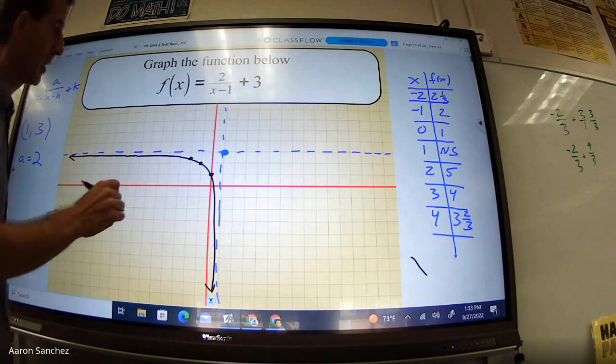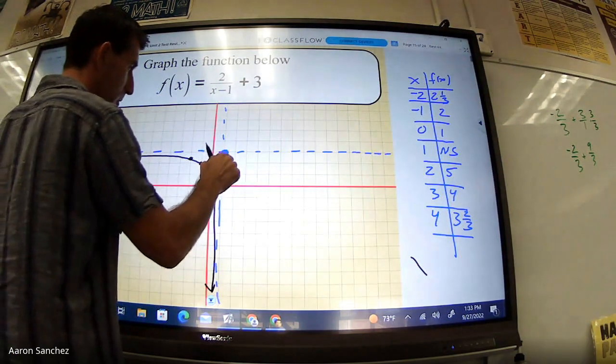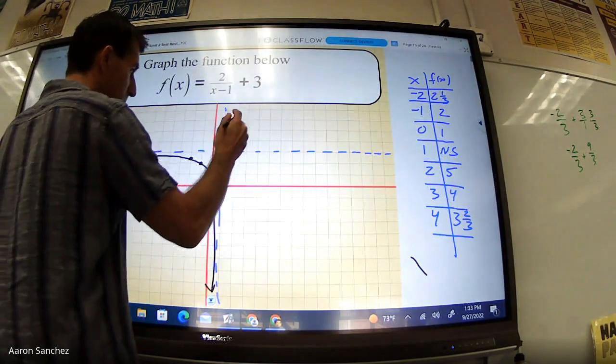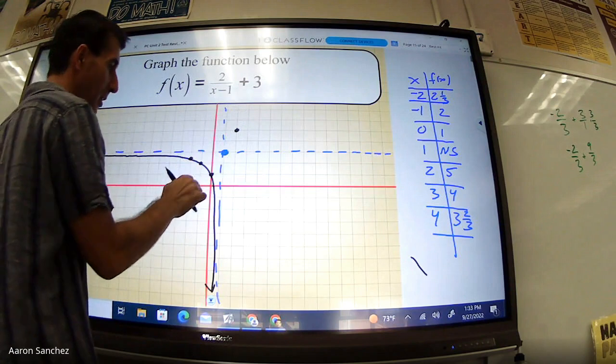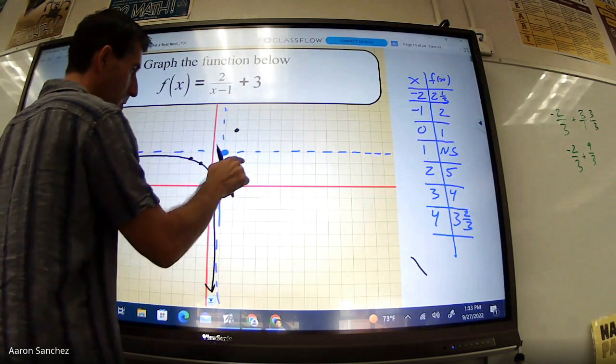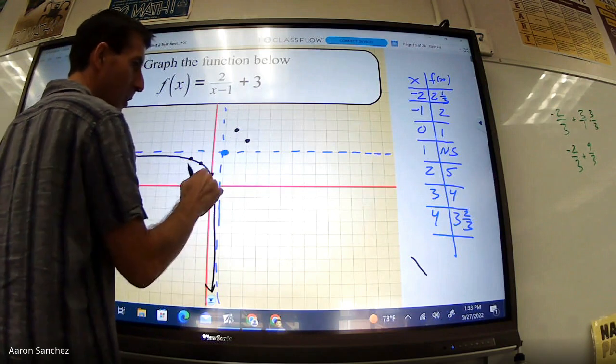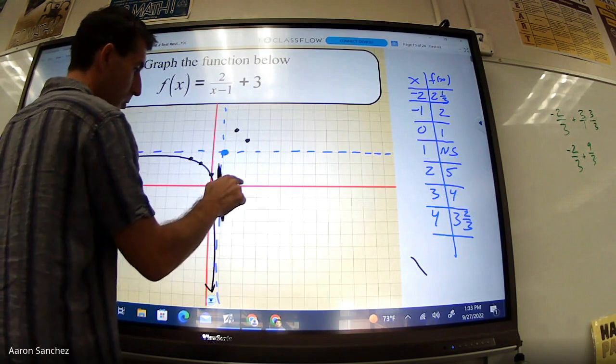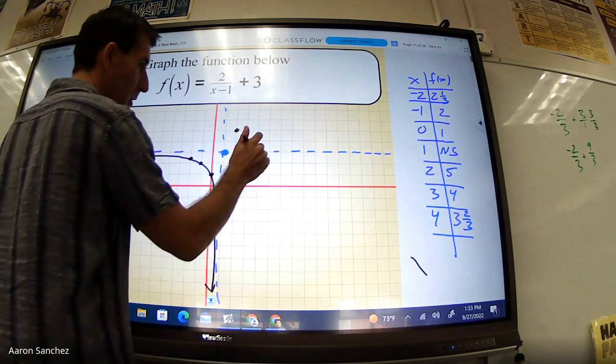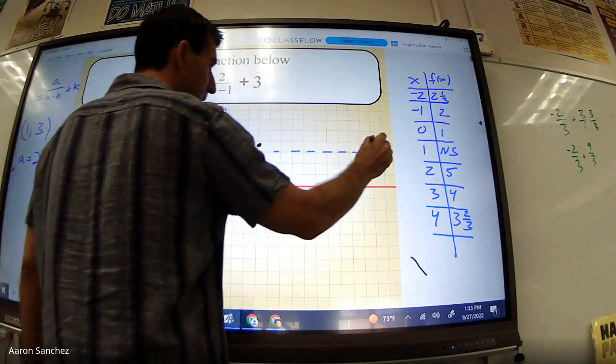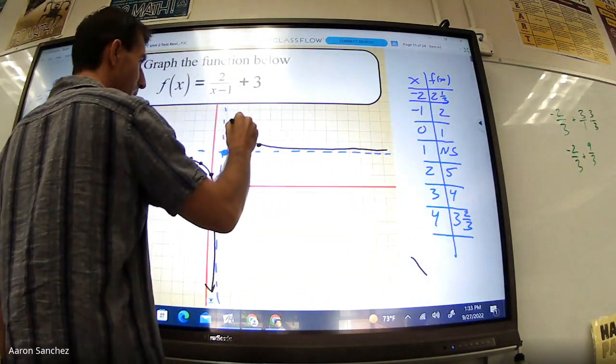And then we got 2, 5. 1, 2, 3, 4, 5. Makes sense because it goes above. I should have one above. And then 1, 2, 3, 4. It's doing the curve too. And then 1, 2, 3, 4, and 3 2/3, which is right there. And you got the same thing. It should look something like that.